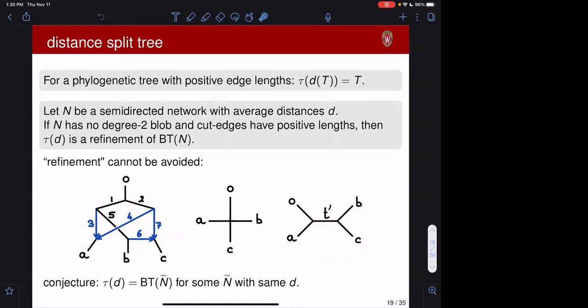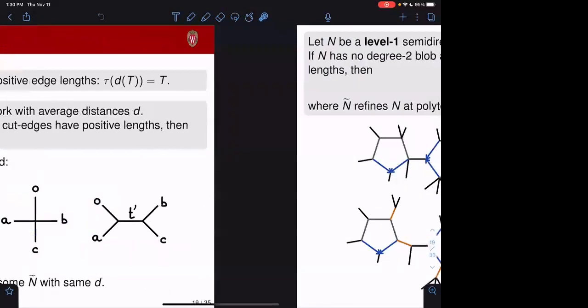So we conjecture, but we didn't prove it, that the distance split tree that is recovered by this method is actually the blob tree of some network that is not necessarily the network we started from, but a network that is indistinguishable from our original network based on average distances. And in fact, it's the case for level 1 networks.